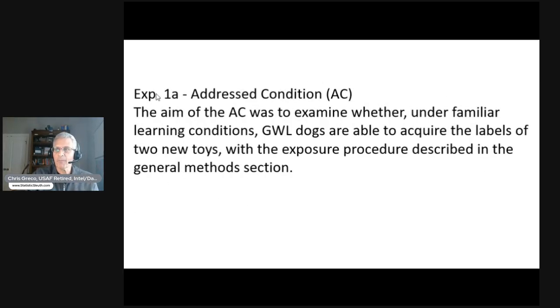So they had experiment 1A, which was the address condition. The aim of the AC was to examine whether under familiar learning conditions, in other words, in their homes with their owners, GWL dogs are able to acquire the labels of 2 new toys with the exposure procedure described in the general method section, which has a PDF that you can get that will have every single thing that you want in there. And that was at the beginning.